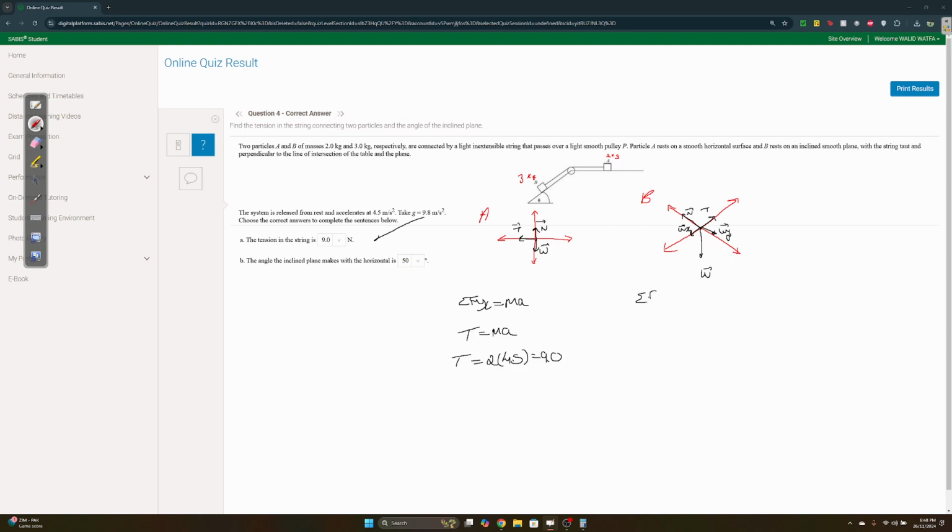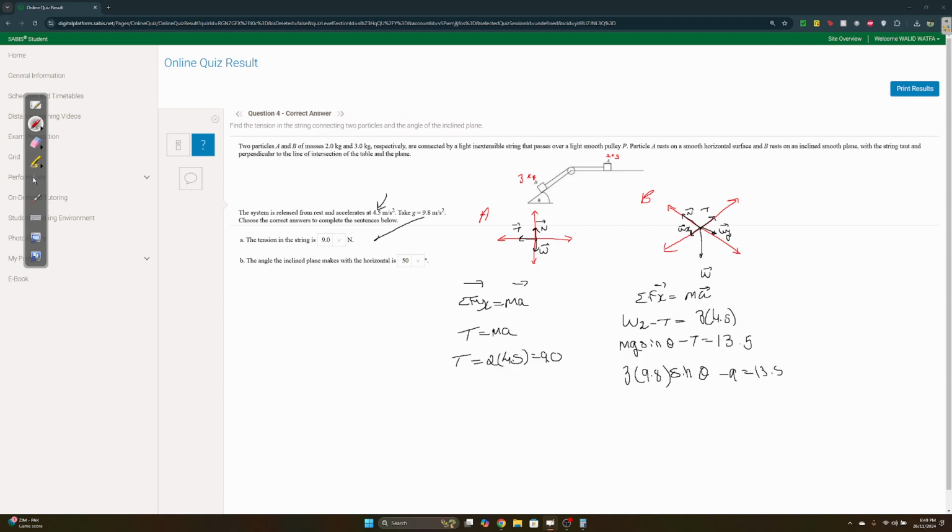Sigma Fx here is also equal to ma. If it's going to be moving down the plane, then Wx minus T is equal to the mass of B, which is 3, times the acceleration 4.5. Wx is equal to mg sine theta, minus T is equal to 3 times 4.5, which is 13.5. The acceleration I got from here. So mg, the mass of B is 3, g is 9.8, sine theta, minus T, which is 9, is equal to 13.5.